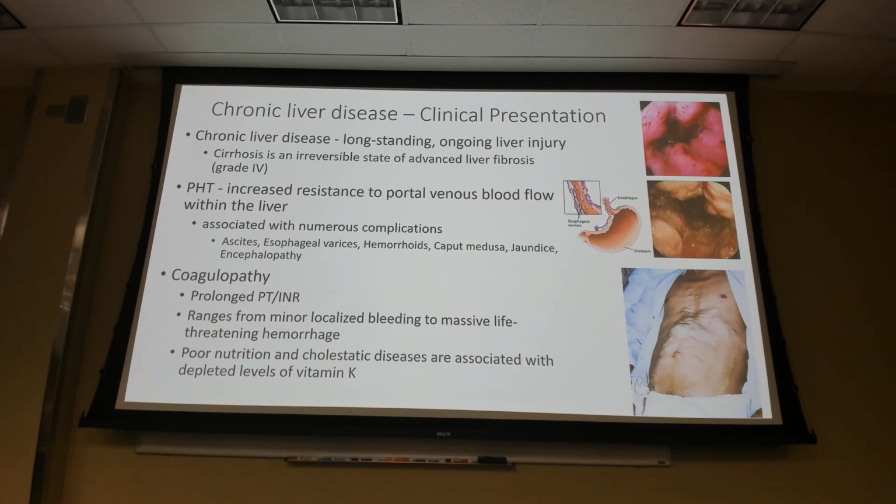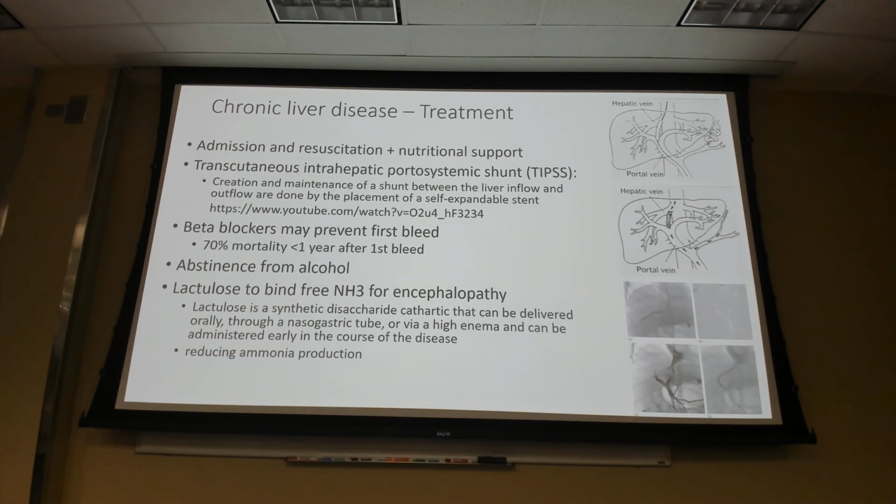There are ways we can help prevent the first bleed, which a lot of times we can do with beta blockers before the first bleed, and that can help. Abstinence from alcohol is obviously a huge one, which a lot of people don't do. And then we do have procedures like our TIPS procedure. That's become a lot more common now.